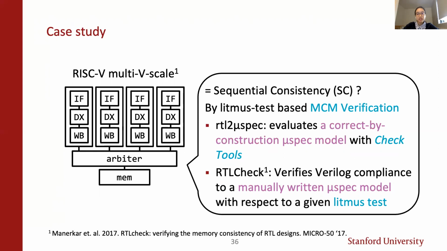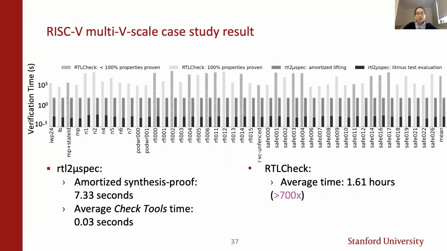Our point of comparison is RTLCheck, which verifies that a Verilog design preserves a manually written MicroSpec model with respect to a suite of litmus tests. The result is the following. The chart has the y-axis being runtime in log scale, while the x-axis is each litmus test. The left bar is RTLCheck's time to prove Verilog complies with the MicroSpec model per litmus test, where a dashed bar means an incomplete proof. Stacked on top of the right bar is the amortized time of synthesizing the MicroSpec model, while the bottom gives the runtime of the Check tool evaluating a litmus test against the synthesized MicroSpec model.